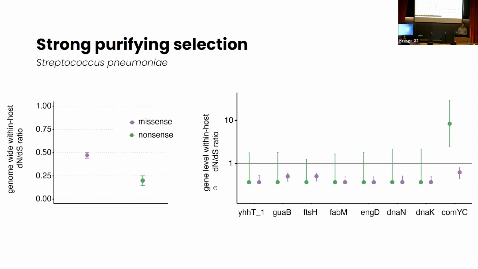So these are the genes we identified in strep pneumo. I don't have a great target for any of these genes, but this is why this kind of analysis might be interesting.